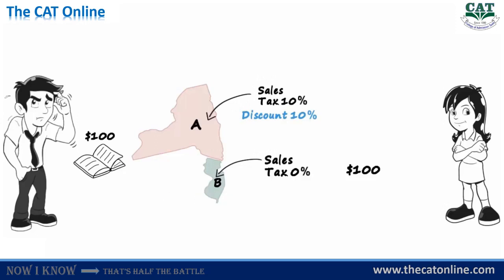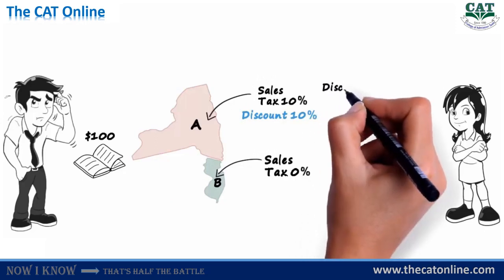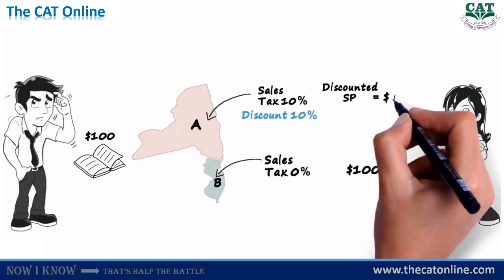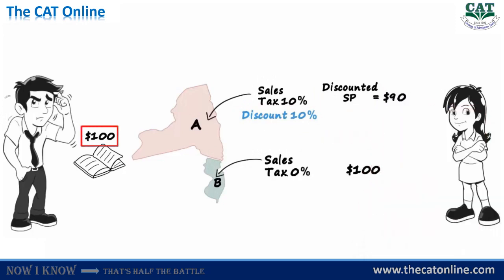Zara then tells Zen a very important point. The sales tax is always calculated on the discounted selling price. As the discount is 10%, the discount in dollar terms will be $10. The discounted selling price will be 100 minus 10, which is $90. 100 is the marked price and 10 is the discount. The sales tax of 10% will be levied on $90. 10% of $90 is $9.